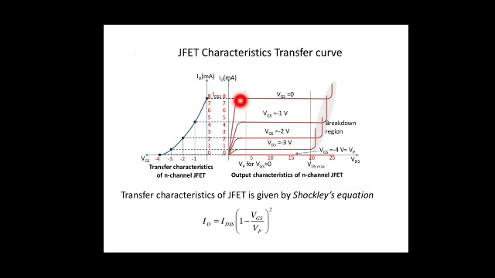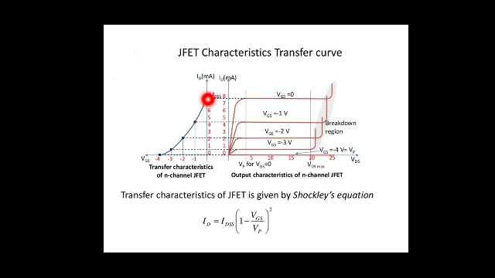Once this IDSS is achieved, now you keep VDS constant. We will not change VDS. Now slowly we'll try to change the VGS, which was 0. From this curve you can see, first you keep VGS equal to 0 and slowly change the VDS. At the starting point, IDS will increase, and after a certain value IDS will become constant.